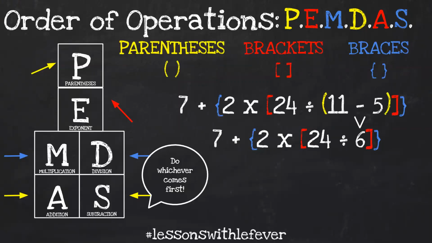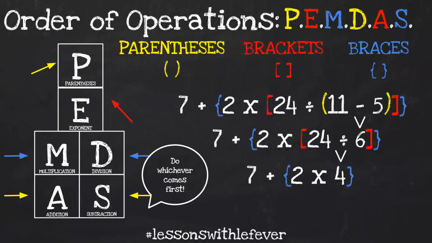Since they're a part of that family, we're going to treat the brackets, which are in red, the same as we would treat the parentheses. So our next step would be to solve 24 divided by 6. We know that 24 divided by 6 is 4, and we drop down the rest of that expression. Now we have 7 plus 2 times 4.